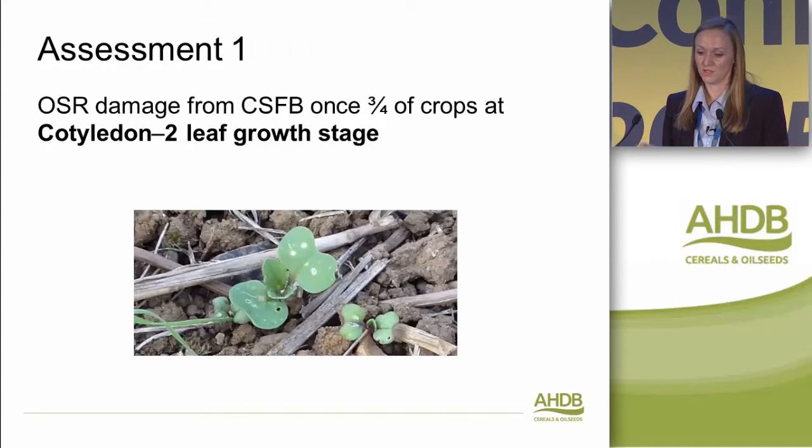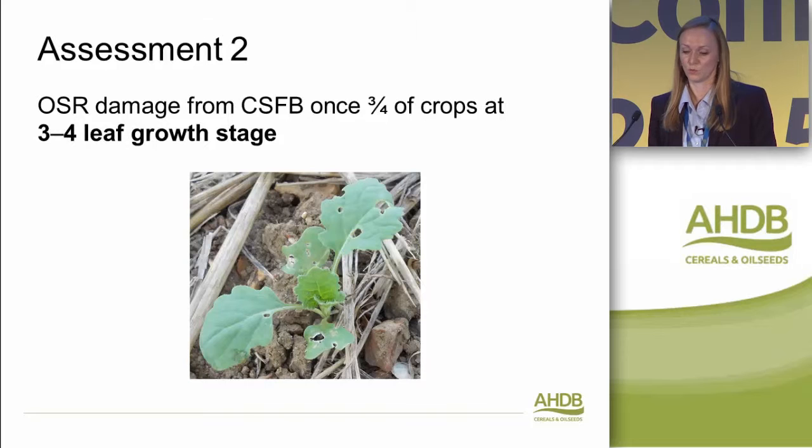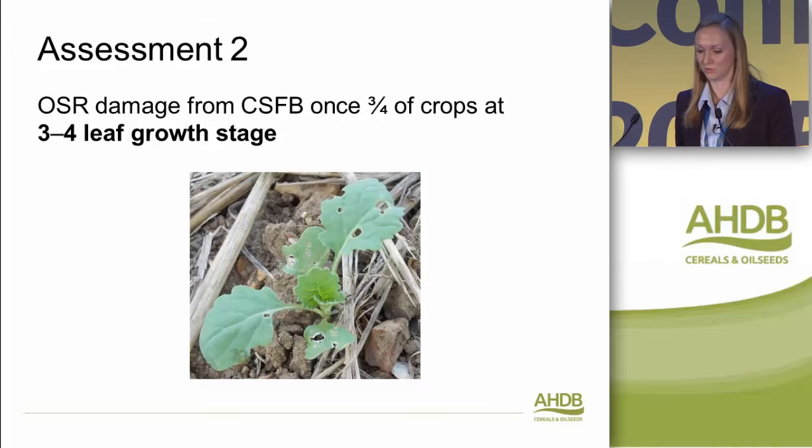So first of all, what they did is they carried out assessments at the cotyledon to 2 leaf growth stage, once about 3/4 of the crop had reached it. And then the second assessment they did was at the 3 to 4 leaf growth stage. So this ties in with those guidance thresholds that we looked at.